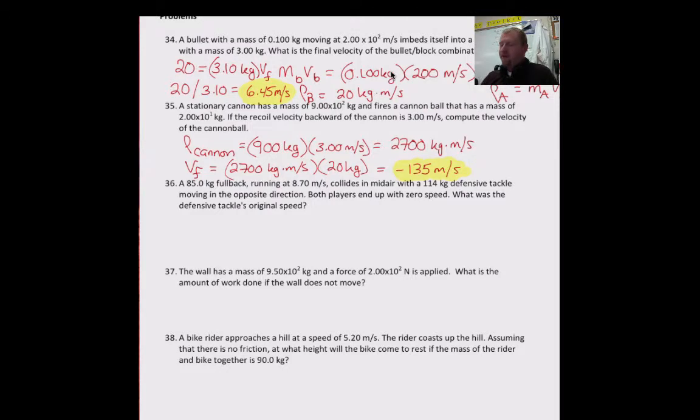So if you take an 85 kilogram football player, which is a pretty heavy football player, by the way, and you multiply that by 8.70 meters per second, which is that football player's velocity, you end up with roughly 739.5 as your momentum.